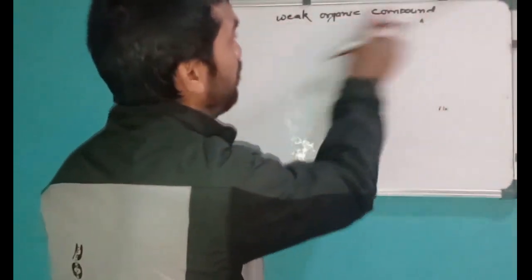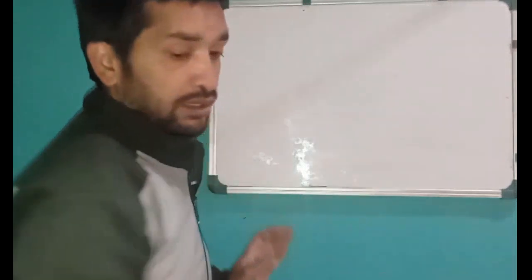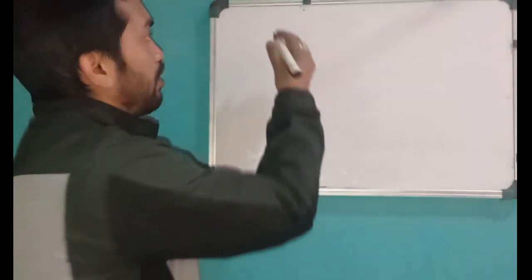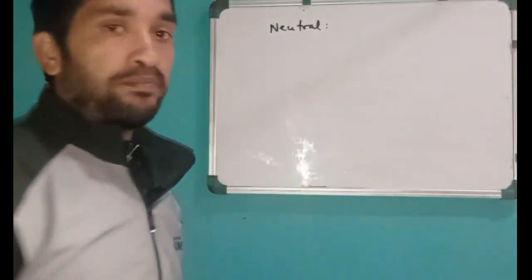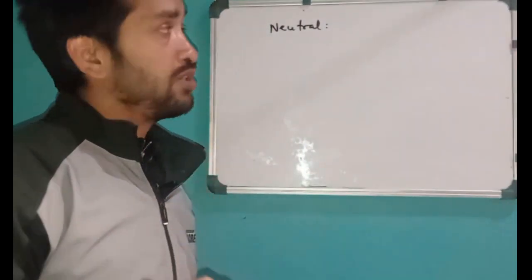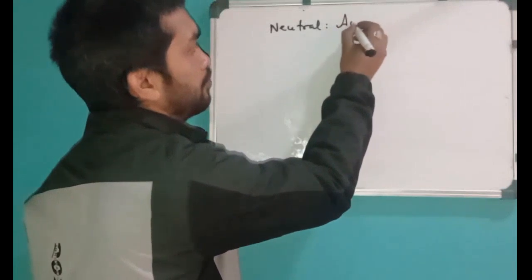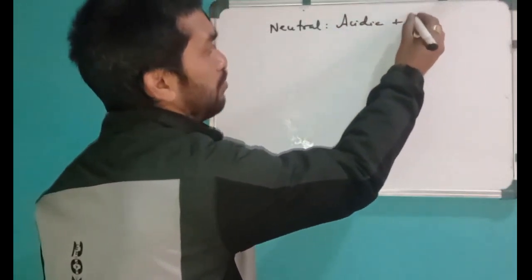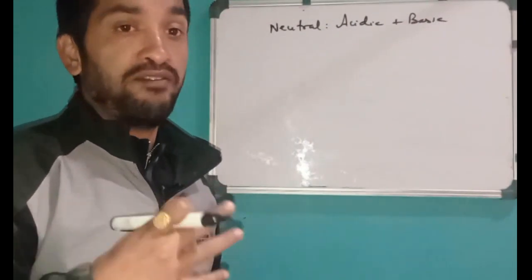Now let me clarify what neutral means here. Actually we are confused regarding the word neutral. I'm talking about pure water. Pure water is neutral. It does not mean that it is not acidic or not basic. Actually water is both acidic as well as basic. Acidic plus basic. It is amphoteric in nature.